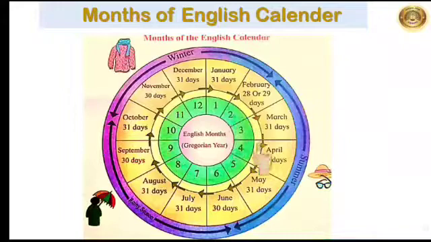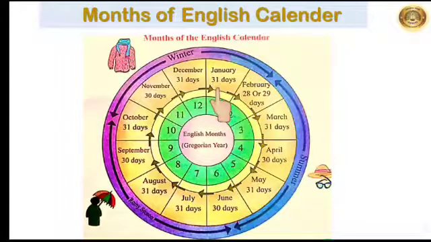And all 12 months are equally divided into 3 seasons: summer season, rainy season and winter season. The summer season begins in the month of February and ends in the month of May, and it has 4 months. The rainy season starts from the month of June and ends in the month of September, that also has 4 months. And winter season starts in the month of October and ends in the month of January, that also has 4 months. Means each season has 4 months.